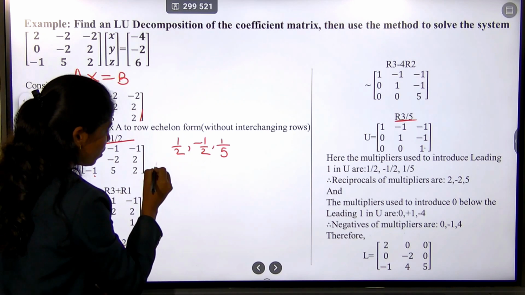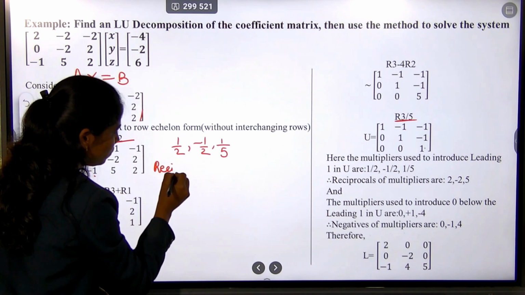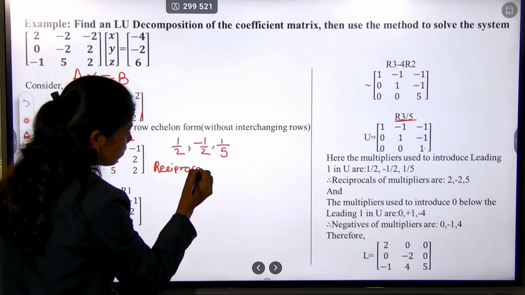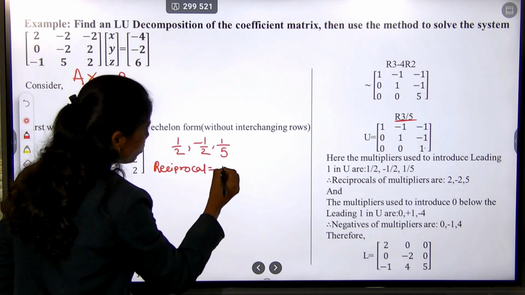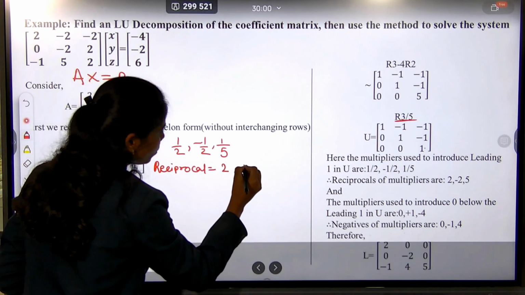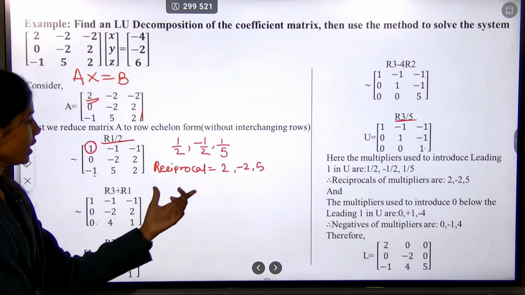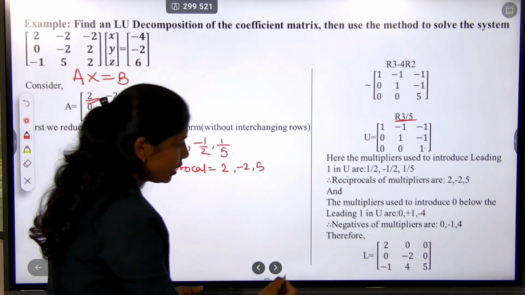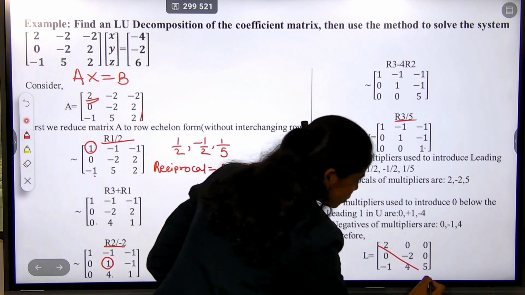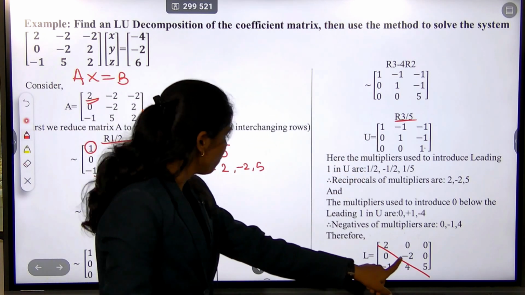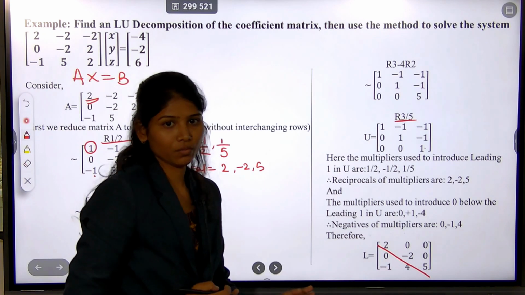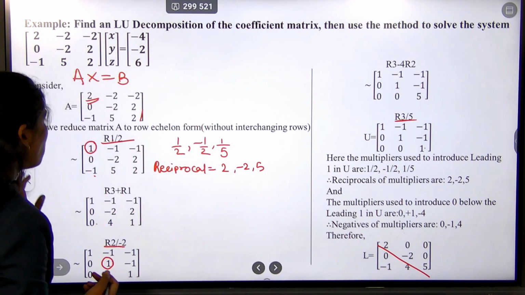So take the reciprocal. The reciprocal of 1 upon 2 is 2, of minus 1 upon 2 is minus 2, and of 1 upon 5 is 5. So those reciprocals we put in the diagonal of L. So here we write 2, minus 2 and 5.